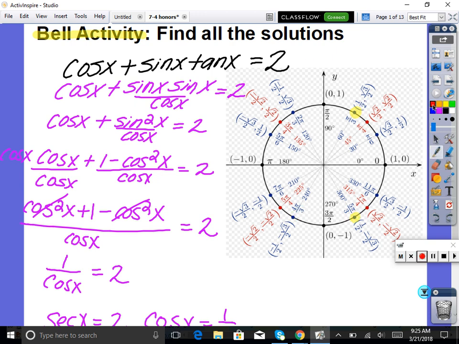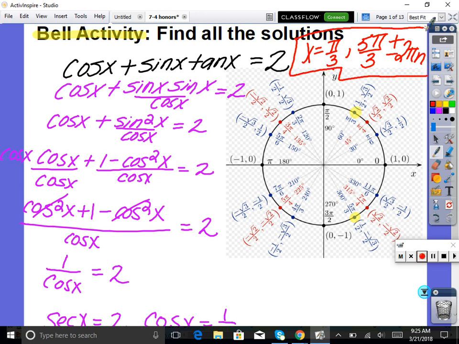So I'm going to write it up here. X is equal to pi thirds, comma, 5 pi thirds, and then plus or minus 2 pi, and we can add that as many times as we want. Now, has anybody wondered why the back of the book is now putting a minus sign? Yeah, I did. You did wonder that. Okay, good to know. So here's why.